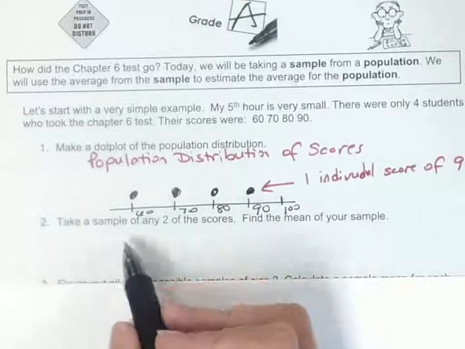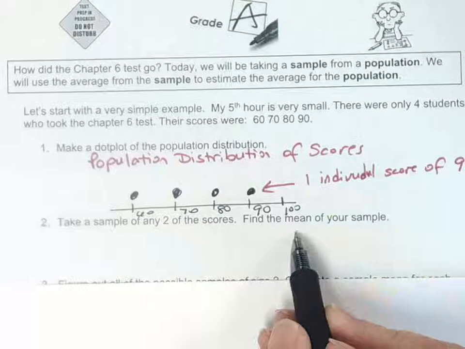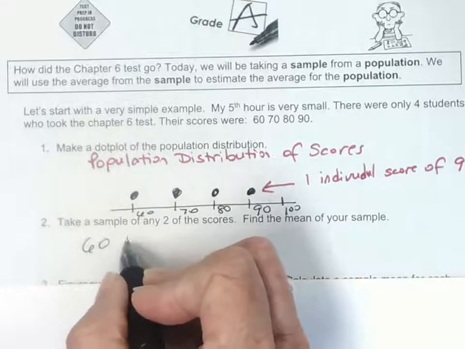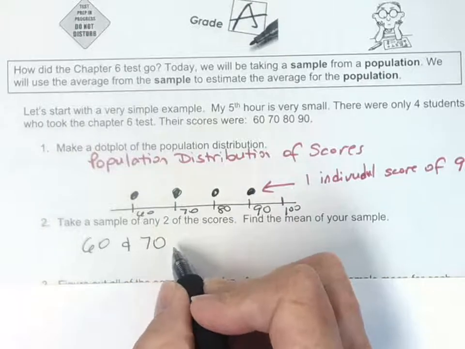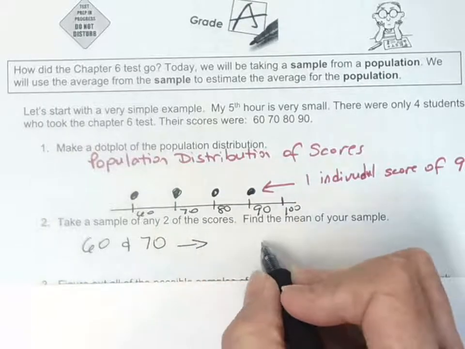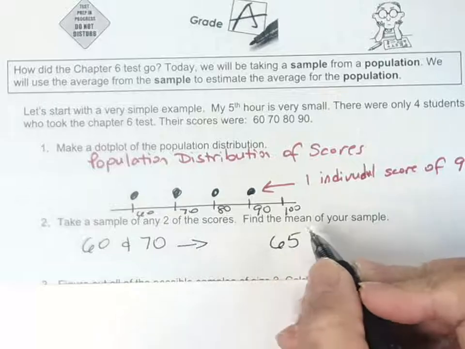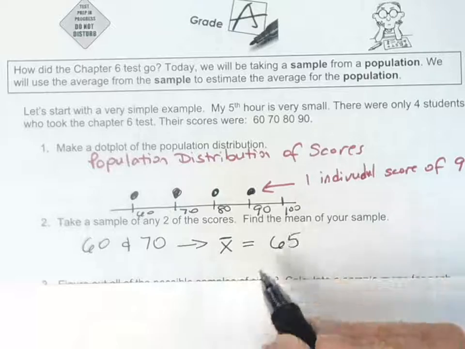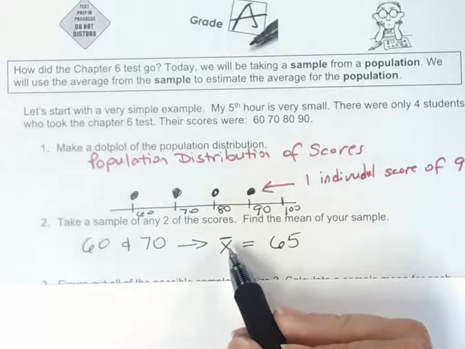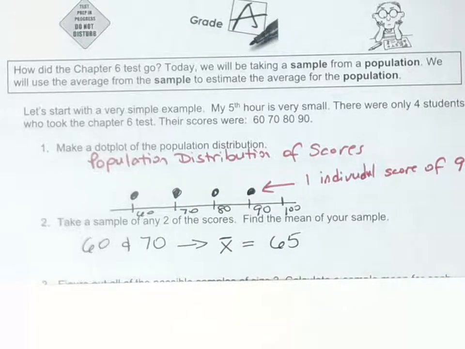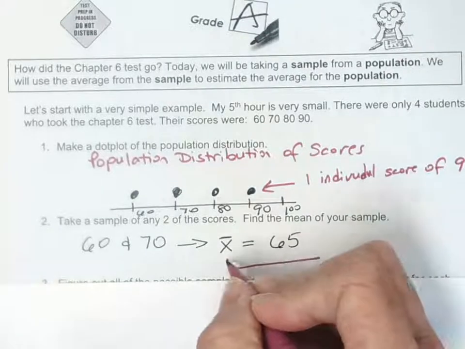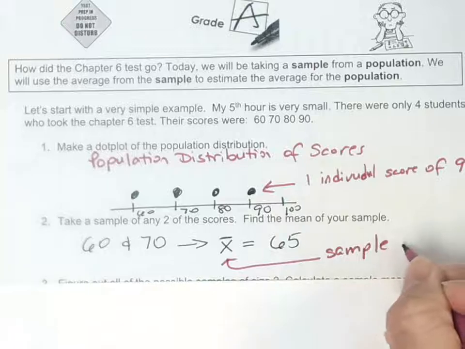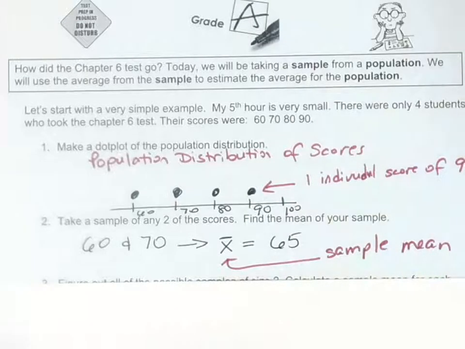And next, we want to take a sample of any two of the scores and find the mean of our sample. I'm just going to take the first two, so 60 and 70. The mean of that is 65. And the symbol we use for the mean is X bar. So X bar tells us it is a sample mean. Let's label that also. So that is the mean from my sample, or my sample mean.